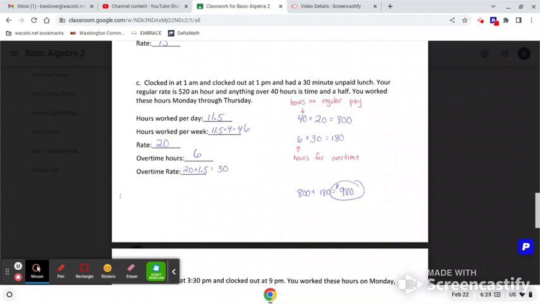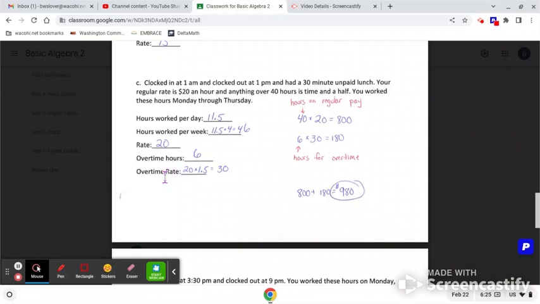I worked these hours Monday through Thursday. So I worked 11.5 hours each day. Monday through Thursday is 4 days. So 11 and a half times 4 is 46 hours for that week. Well, if I go back and read it, it says anything over 40 hours is time and a half. Well, I worked over 40 hours. And actually, I worked 6 hours of overtime. I did 46 minus 40. That's how many hours of overtime I had, 6 hours.